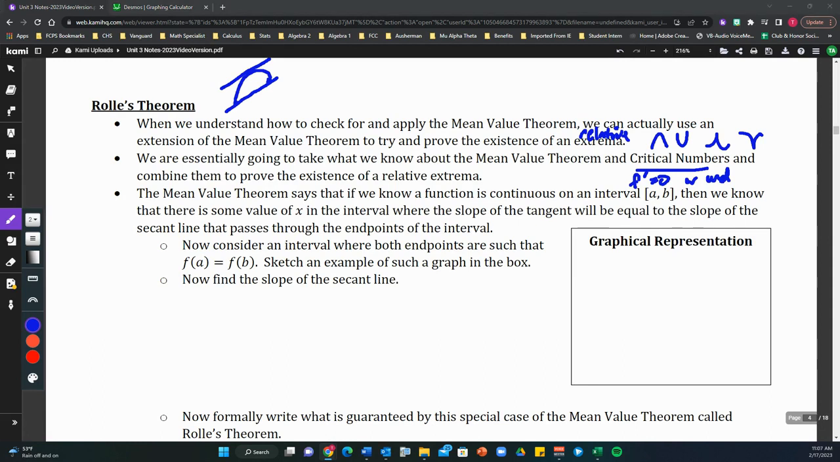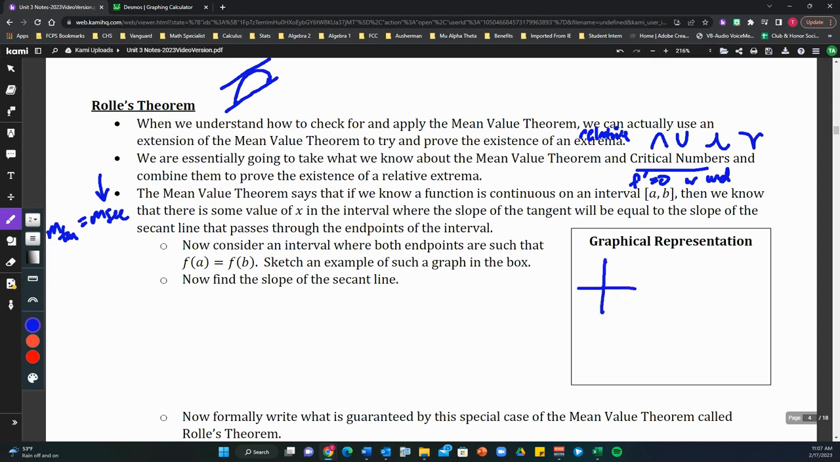All right, so let's try to build this new rule. This new rule is called Rolle's theorem. It's named after the guy who worked it out. Again, the mean value theorem says that if we know a function is continuous on an interval a to b, then there's some value of x in the interval where the slope of the tangent will be equal to the slope of the secant. That's the main driving concept behind this. But now we're going to do something specific to that secant line. The secant line's passing through the endpoints, but now we want to consider an interval where both endpoints are equal to each other in their y values. So we have to think about that case.